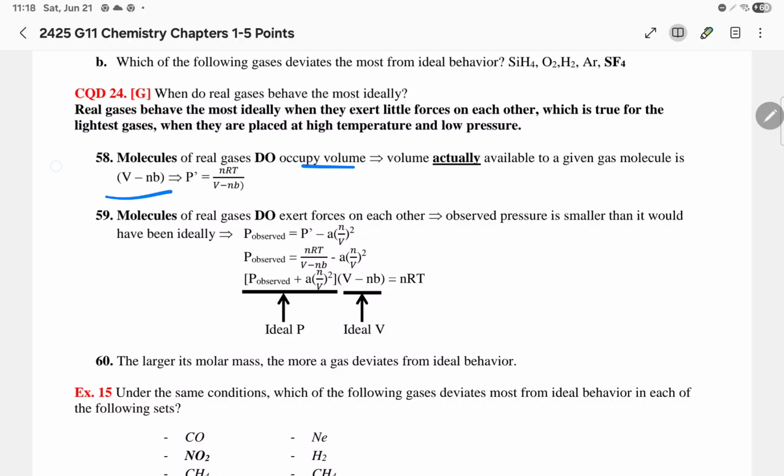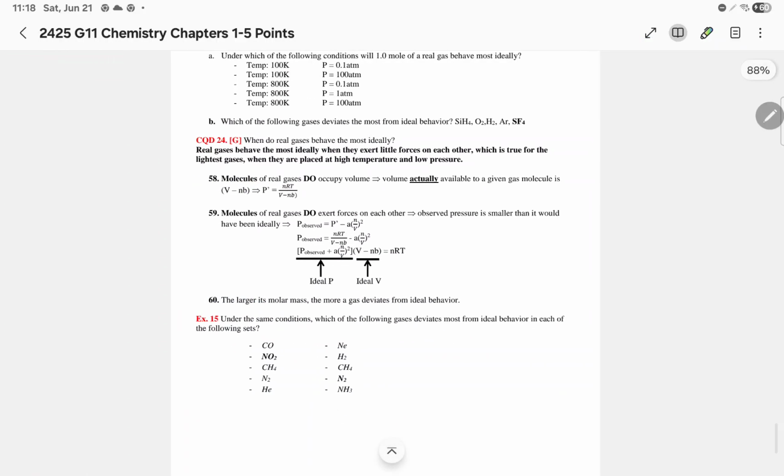Now, P observed is equal to nRT over the V with the correction, minus the pressure correction. What we need to know is this is the ideal pressure because it has the pressure correction, and this is the ideal volume because it has the volume correction, because they do exert pressure and they do have a volume. So we need to have their corrections, because then it will be more accurate. And the larger the molar mass, the more it deviates from ideal behavior.